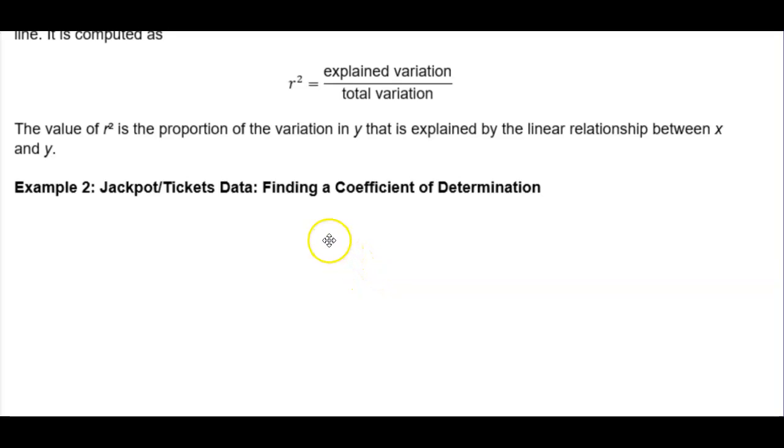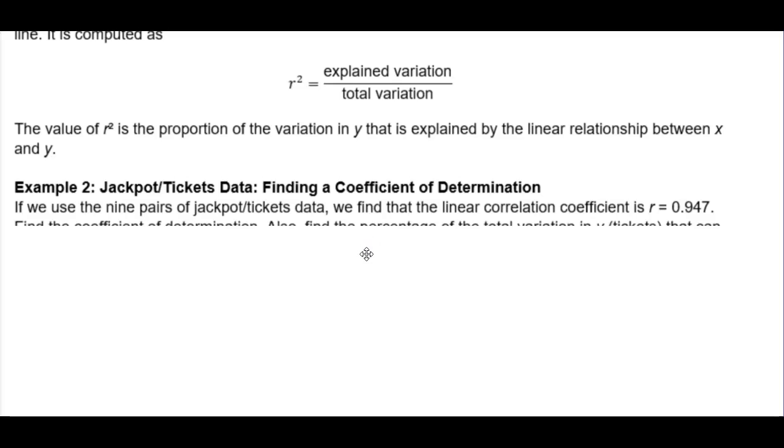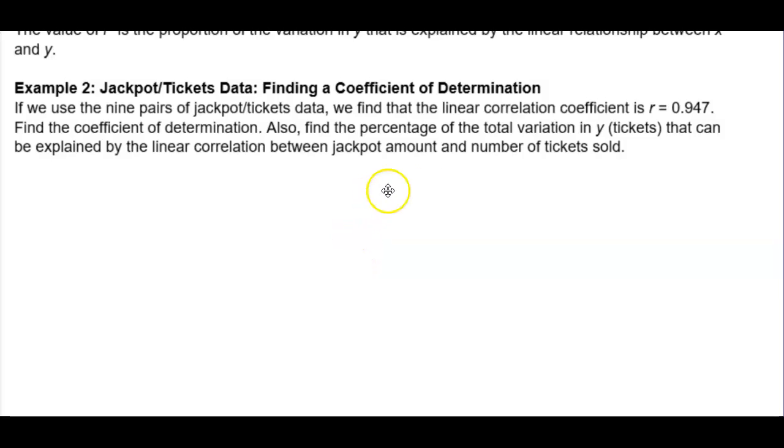Example 2. Jackpot tickets data, finding a coefficient of determination. If we use the 9 pairs of jackpot tickets data, we find that the linear correlation coefficient is r equals 0.947. Find the coefficient of determination. Also, find the percentage of the total variation in y, tickets, that can be explained by the linear correlation between jackpot amount and number of tickets sold. With r equal to 0.947, the coefficient of determination is r squared, which is equal to 0.897.